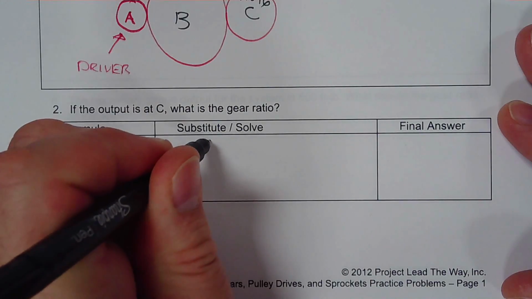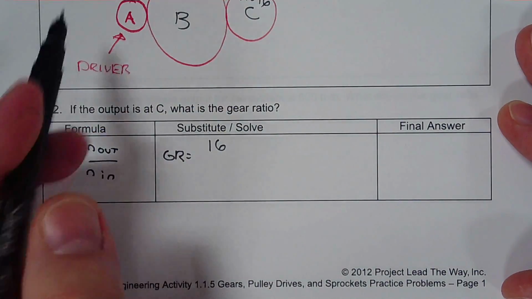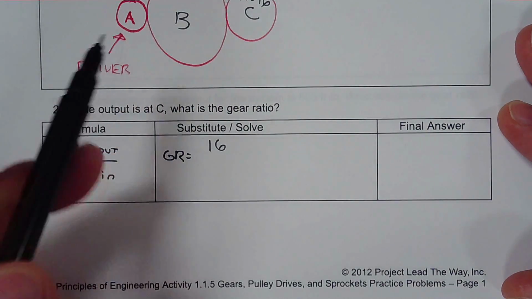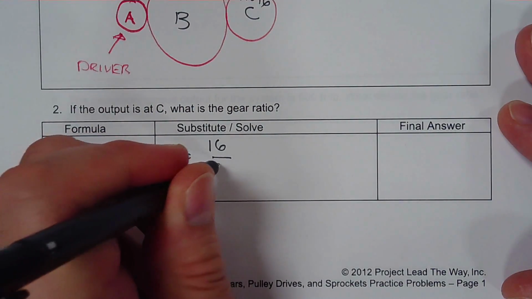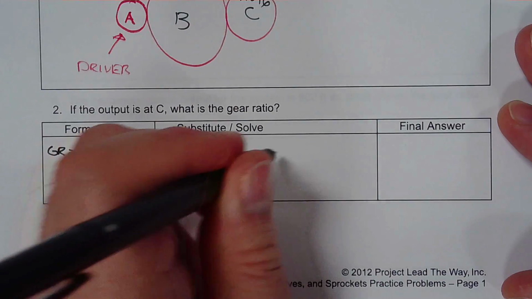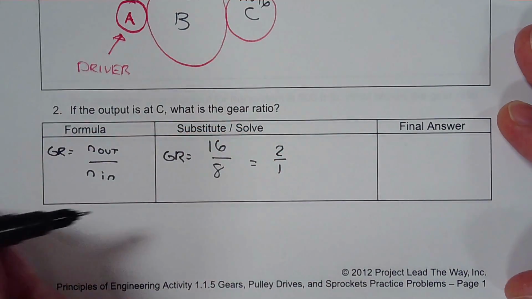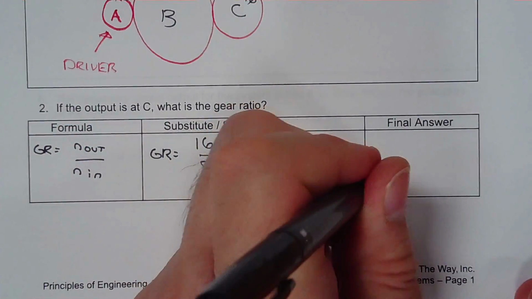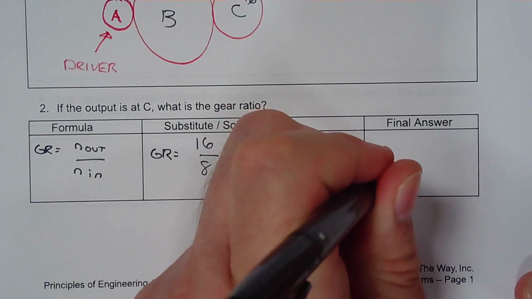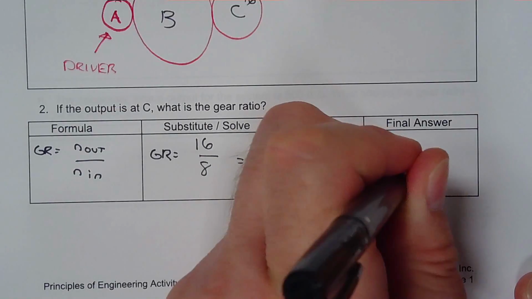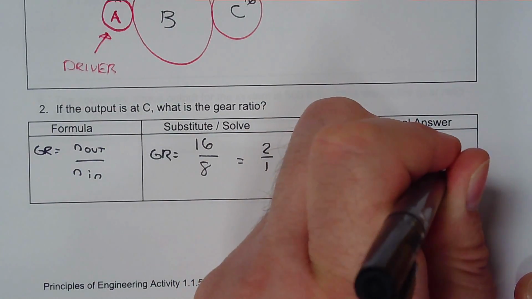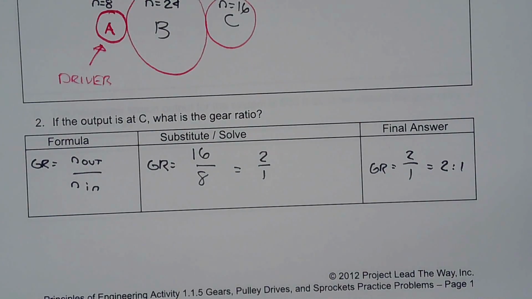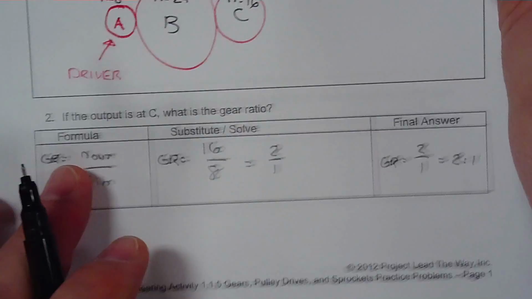Number out, 16. Number in, the one that's attached to the motor, the one that's the driver, is 8. So that's divided by 8. 16 over 8, we can simplify to 2 over 1. And that leaves me a gear ratio. So gear ratio equals 2 over 1, which is also equal to 2 colon 1, or 2 to 1. Easy peasy.